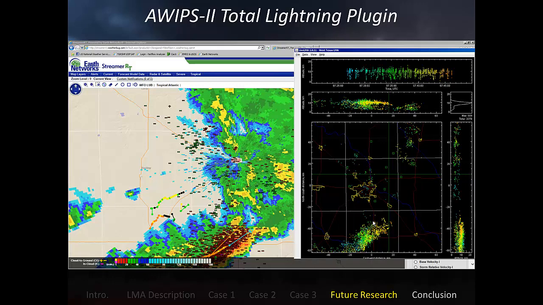So with the Lightning plugin, with that in mind, we'll be able to incorporate all this Total Lightning information that will be coming in and see how it helps us in operations.